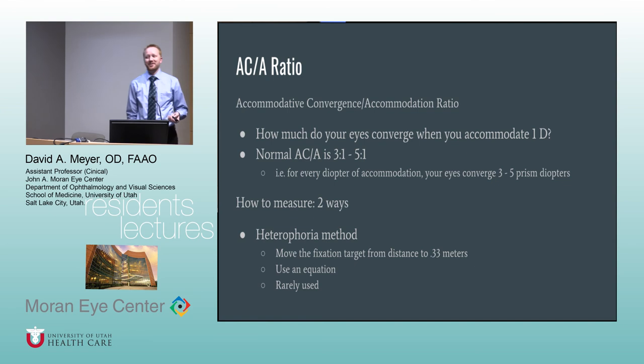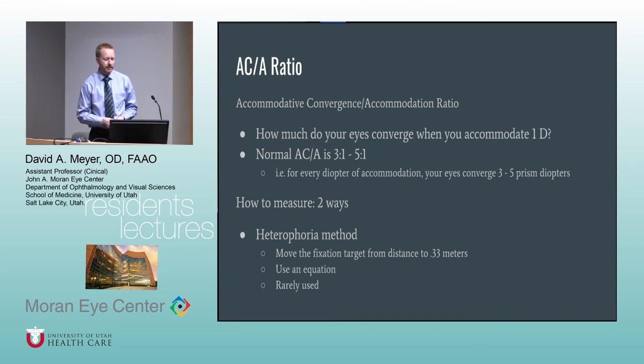Okay, ACA ratio. This is another kind of good topic to talk about. You can get kind of into the weeds in this a lot, but just to take a step back and look overall, basically how much do you converge when you accommodate? I had a professor that said, just keep in mind when you're looking at ACA problems, accommodation drives the bus. Always look at it as accommodation driving convergence. So basically, how much do you converge when you accommodate one diopter?